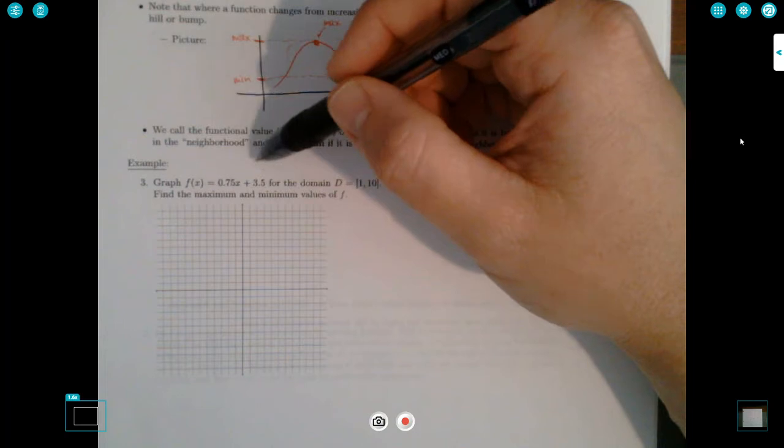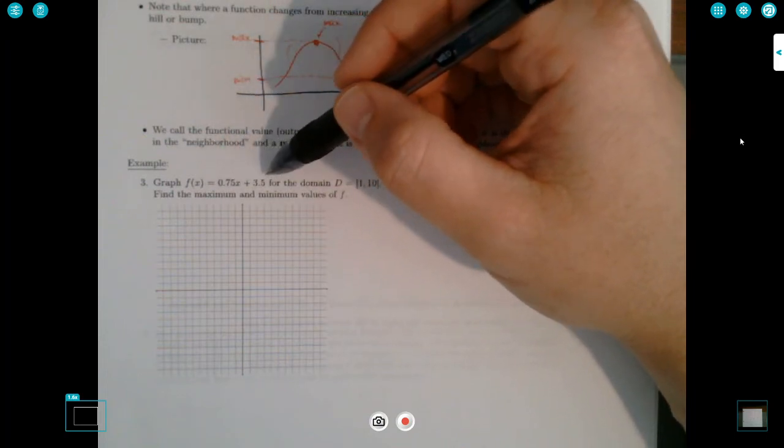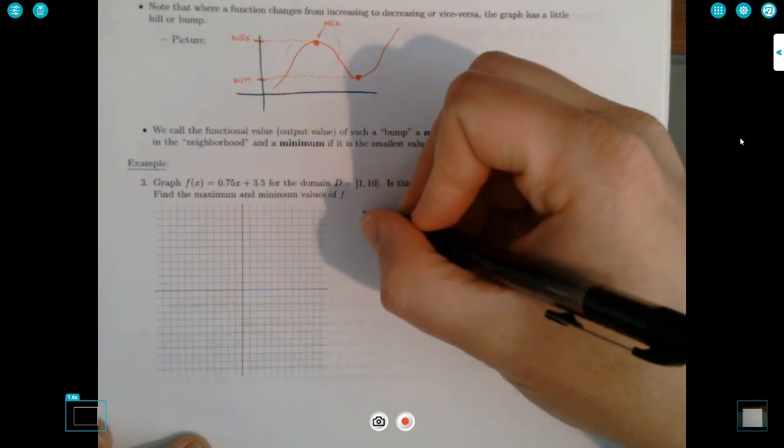Because I know from the format of this function, it's something times x plus something else. That makes this a linear function, which means its graph is going to be a straight line. So really, I only need 2 points, right? As long as I get 2 points that are on the line, I'm going to get a straight line that goes between them, and that's going to be the graph of the function. In particular, I could choose the endpoints, right? So that's, I think, what I'm going to do.